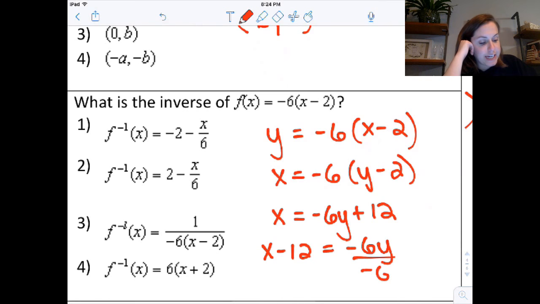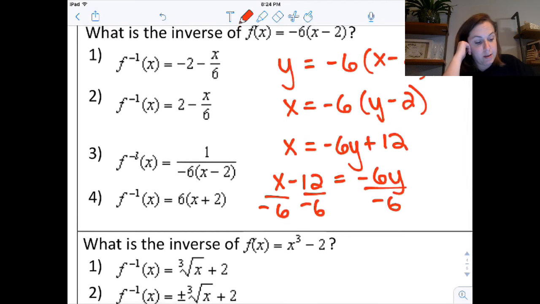So that just gives me y, which I'm going to make sure I write as f inverse, because I started with f. x over -6 is -x over 6. -12 over -6 is plus 2. So it would be 2 minus x over 6.